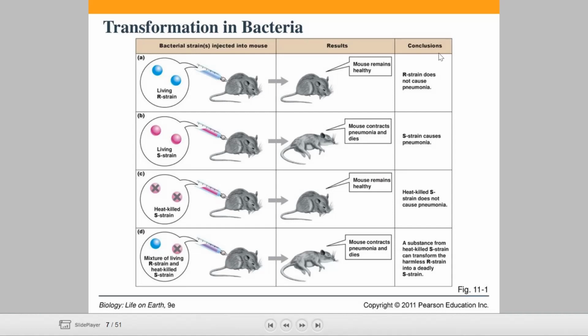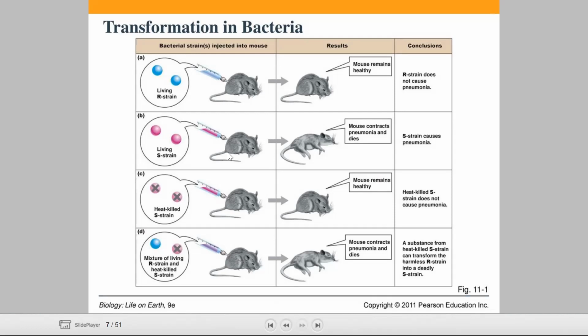And then the last one. Mixture of living R strain and heat-killed S strain. What is the result? Mouse contracts pneumonia and dies. This is what we talked about in the previous slide. The conclusion is a substance from heat-killed S strain can transform the harmless R strain into a deadly S strain. So it is like a bit of a science fiction movie, when the dead one can influence the living one to become a zombie. So that's the scenario.